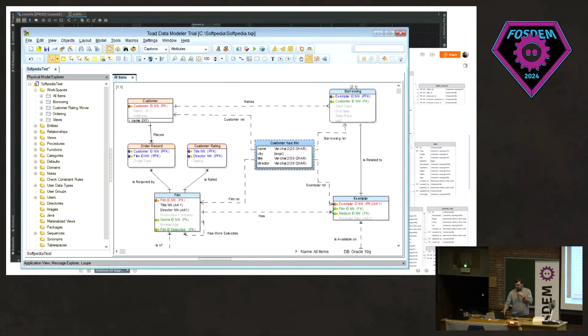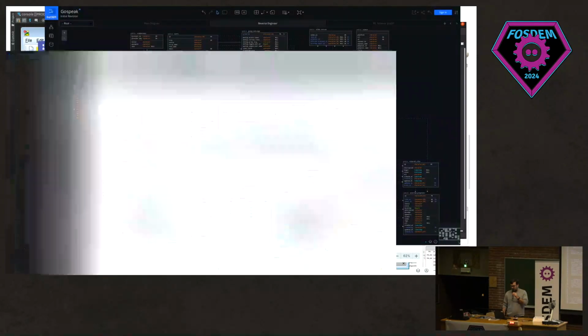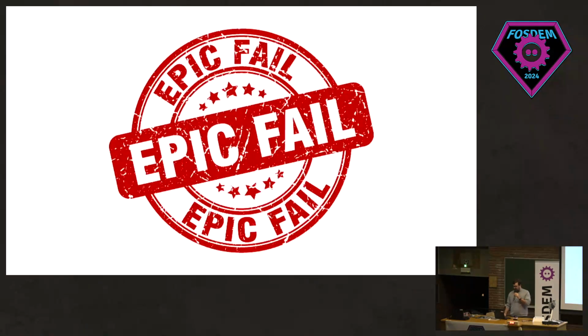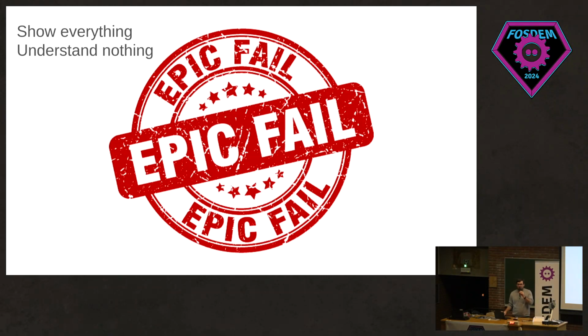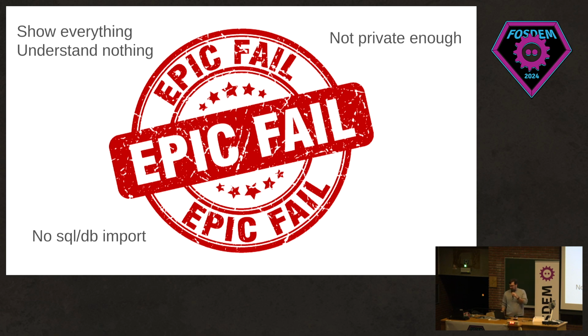So I tried quite a bunch. So just for you to have a look at what they look like. And basically, the one was a fail. So for a few reasons. The first one, and the most obvious one, is all of the tools I could find will show everything. So when you show 800 tables, you don't understand anything. The second one is most of them don't have an SQL or database import. And the last one is they are not private, so basically I had to upload the schema to the service, and I don't want that for Doctolib.